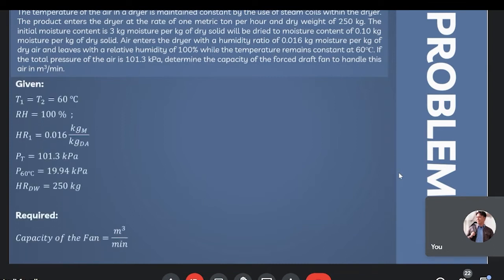So first, list down lang natin yung mga given natin. So yung temperature 1, temperature 2 natin is constant at 60 degrees Celsius. Meron tayong relative humidity na 100%. Yung initial humidity ratio natin is 0.016 kilogram moisture per kilogram of dry air. Yung total pressure natin is 101.3 kilopascal. Yung pressure natin at 60 degrees Celsius is equivalent to 19.94 kilopascal. Yung dry weight is 250 kilograms. Yung required natin, ang hinahanap, is the capacity of the fan in terms of cubic meters per minute.